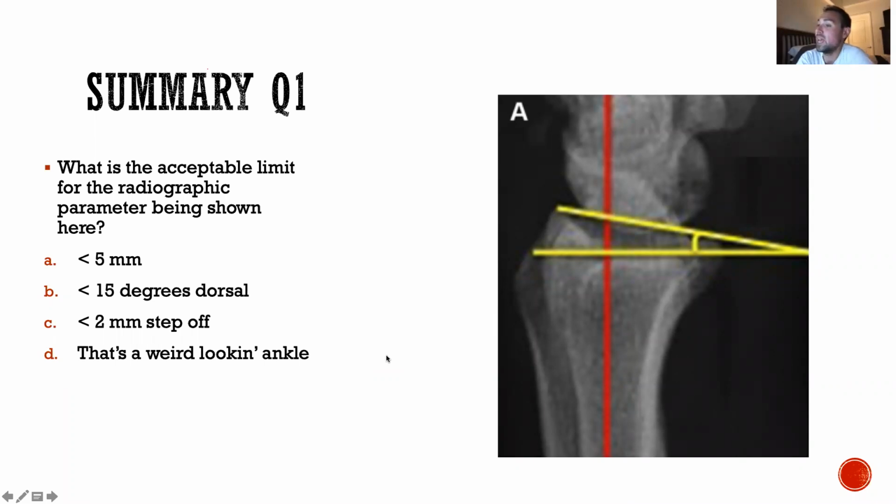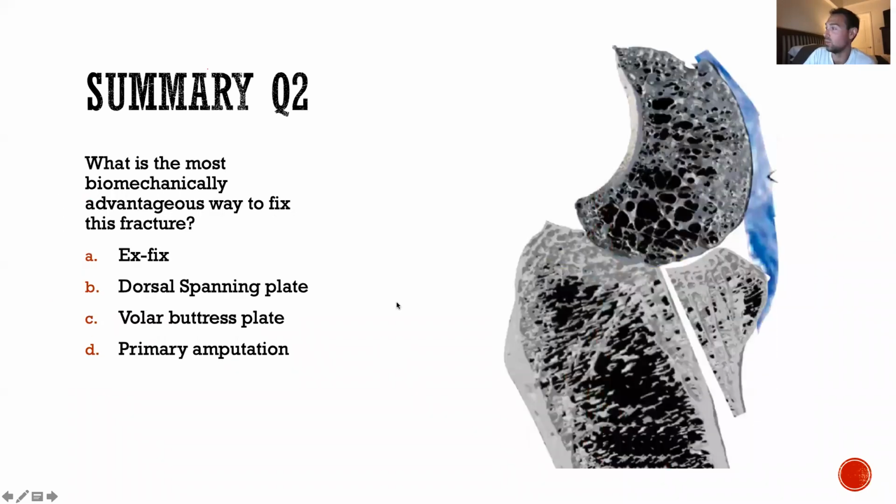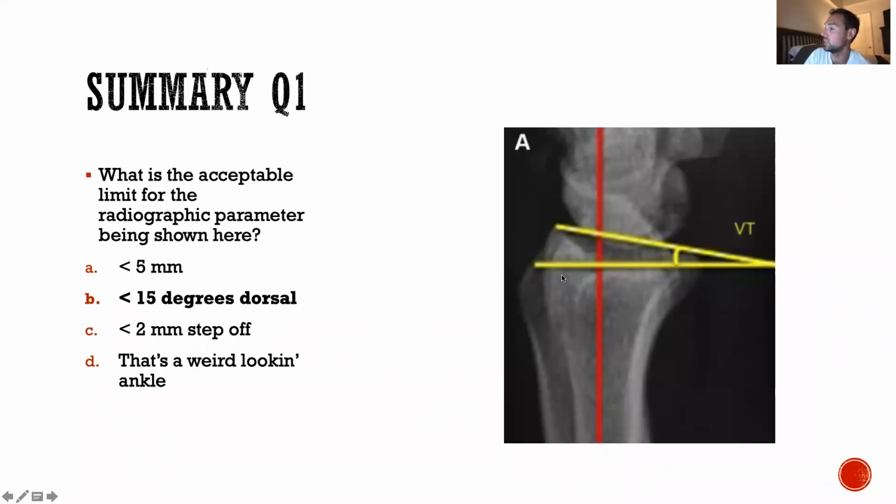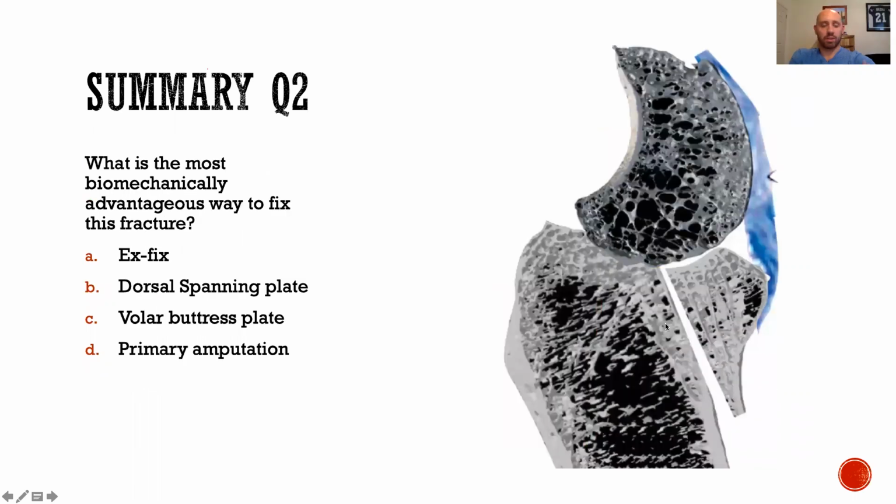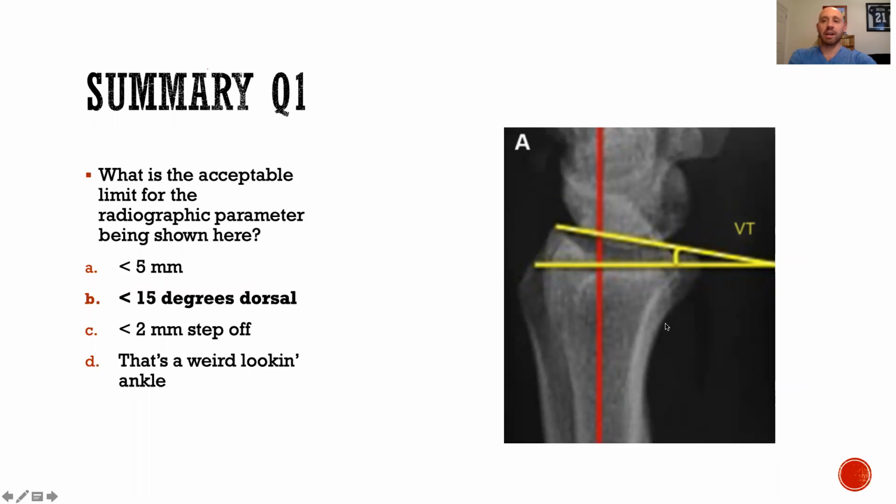So I would say this is half test-taking strategy. What is being shown is an angle, and therefore it cannot be a millimeter as the answer. But what we're showing you here is volar tilt. And again, volar tilt is a perpendicular to the shaft and a line that goes across the articular surface. And you can see here that it normally needs to be less than 15 degrees dorsal. Also, with volar tilt, sometimes you compare to the contralateral side, and if it's within 20 degrees of the contralateral side, that can be acceptable as well.